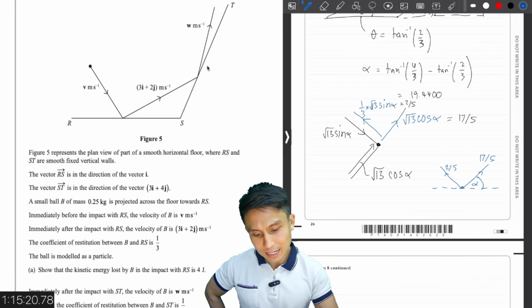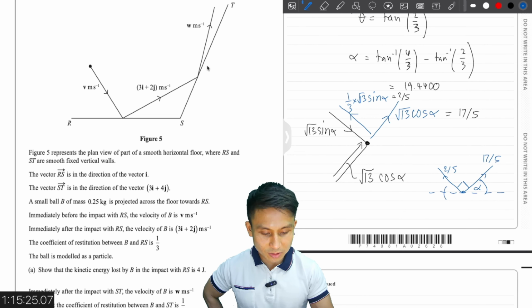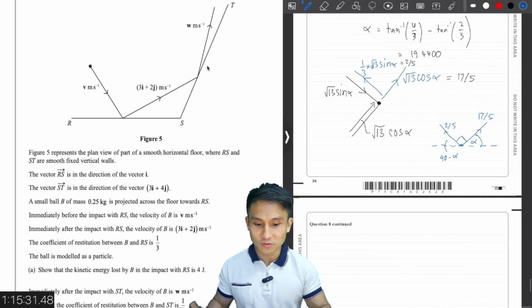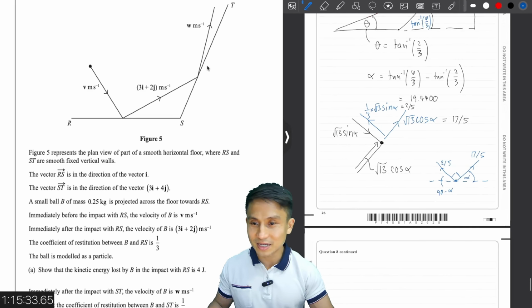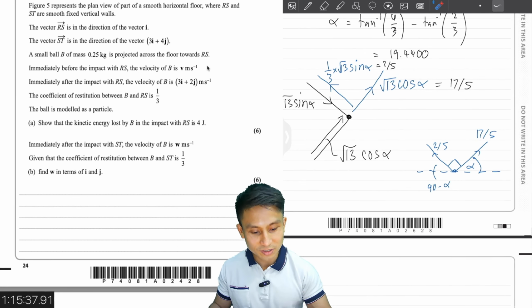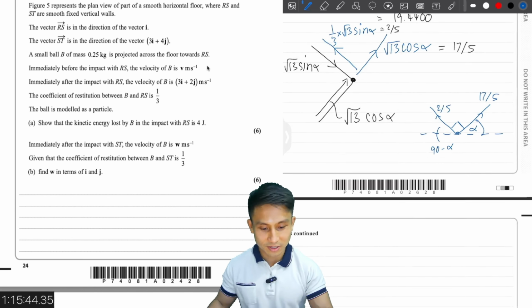Yeah. And what's the other one? This is 90 degrees, so that should be 90 minus alpha there, right? Okay, so we're going to keep these two values as exact values and then find W in terms of I and J. So basically we just resolve the components along the I and along the J. Yeah, so you should get 2 in either directions.